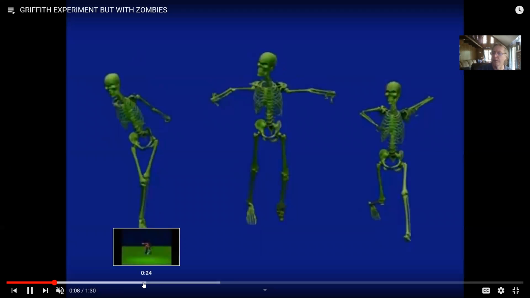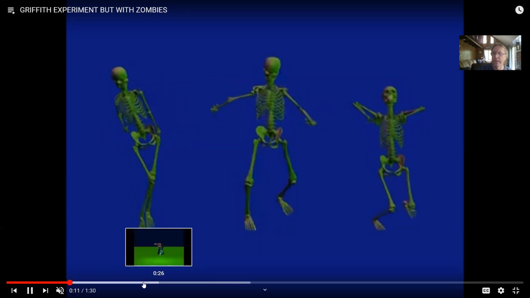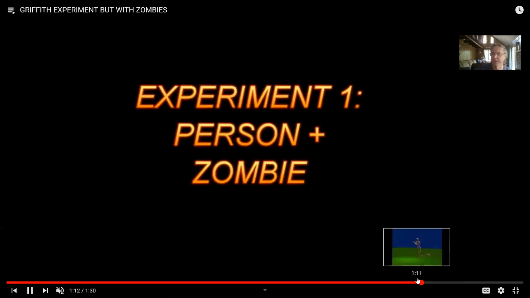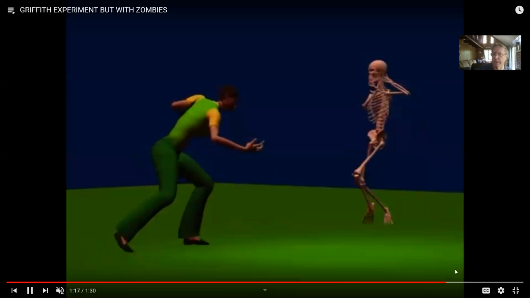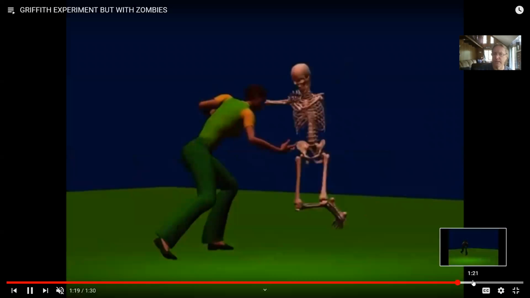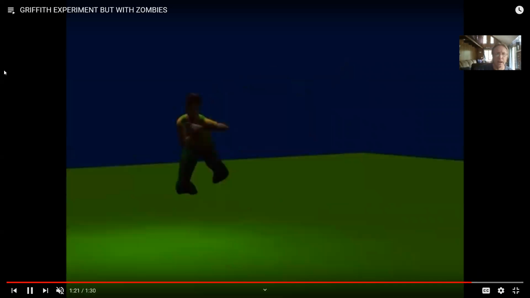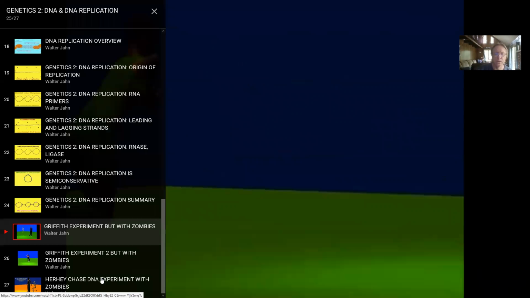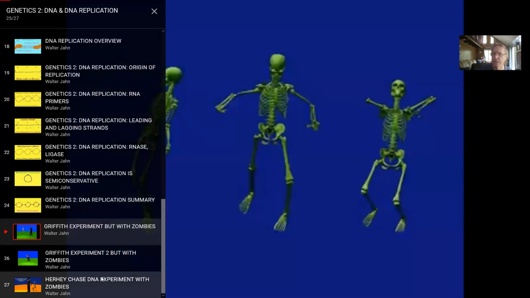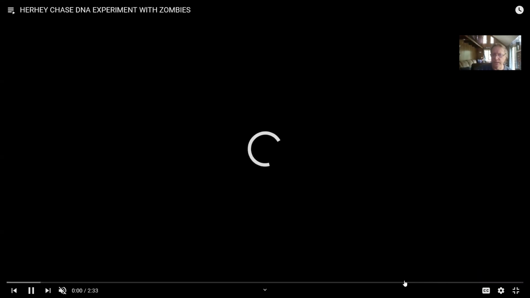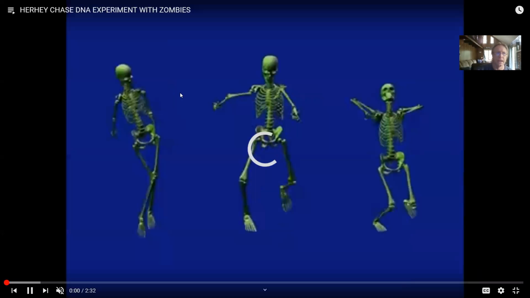And so if you were having trouble with the idea of either of these experiments, either the Griffith experiment, which demonstrated that there was a hereditary molecule, or the Hershey-Chase experiment, which demonstrated that the hereditary molecule was DNA, then you might want to do these. Once again, I tried to walk through the same steps of the experiment, but obviously using more humorous zombies than the original setting. So that's at the bottom of this playlist.